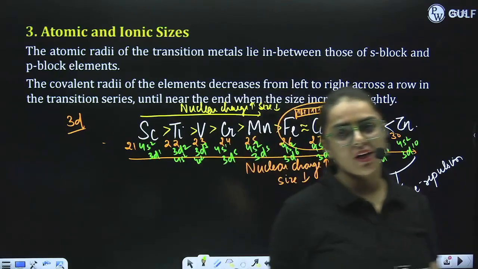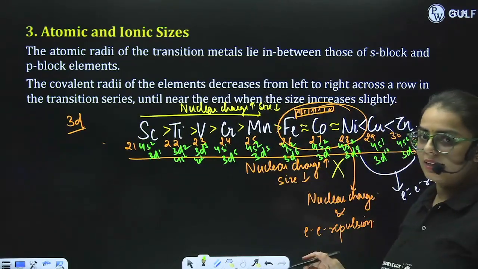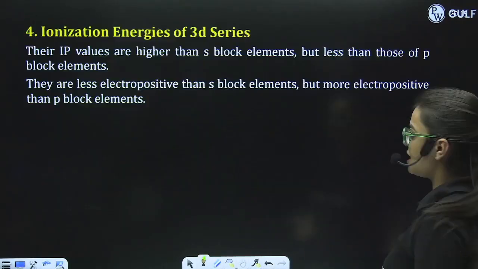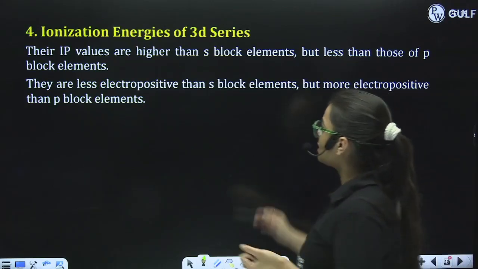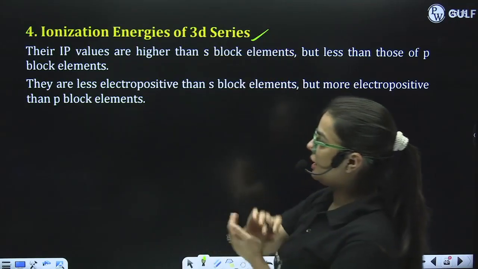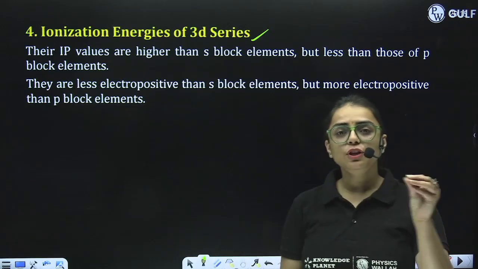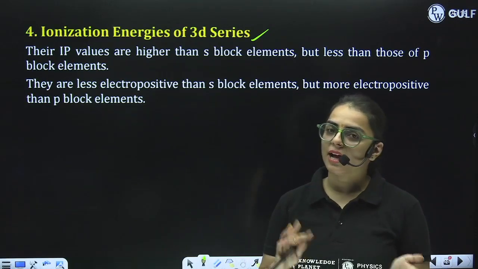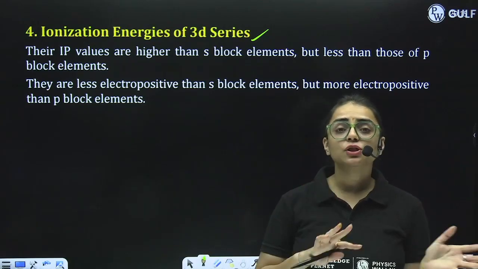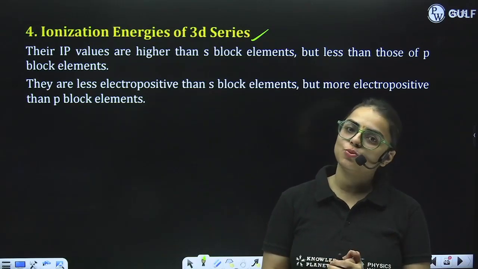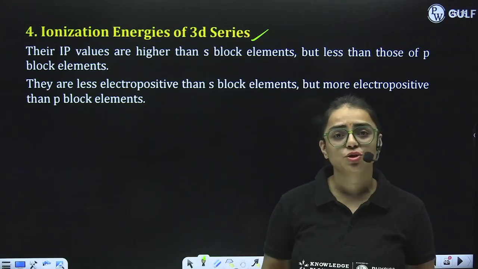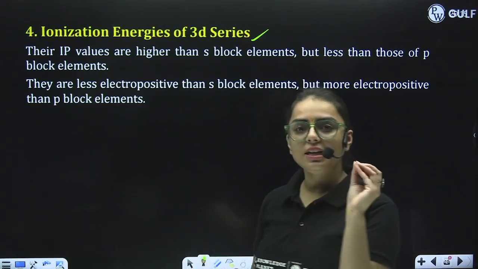I guess, students, you all have written the atomic radii and the ionic radii part for the period as well as for the group. Now let's talk about ionization energies of the 3d series. We very well know along a period, nuclear charge generally increases and size is decreasing. And if I talk about ionization energy, students, how are you relating ionization energy? Just see, it's a very, very easy part.